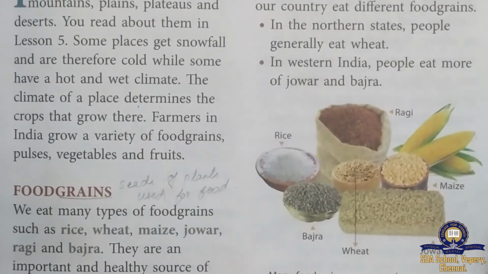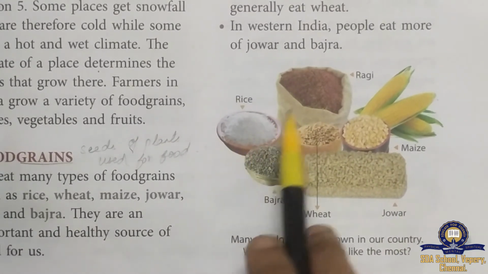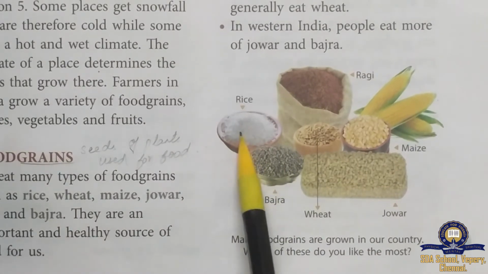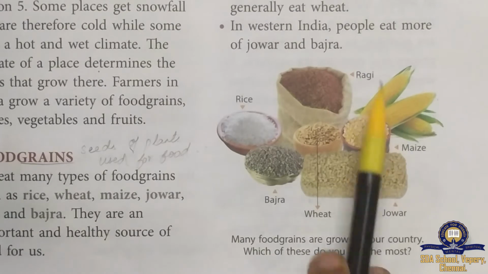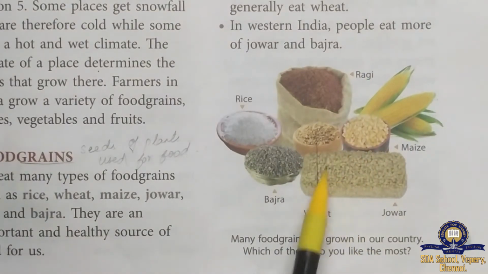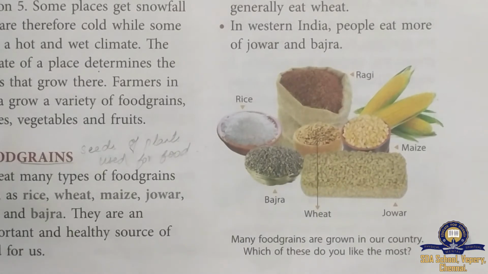You can look at the picture. Many food grains are grown in our country. Which of these do you like the most? What are the food grains in these pictures? See, rice, bajra, wheat, jowar, maize and ragi. These are the food grains which are grown in our country.